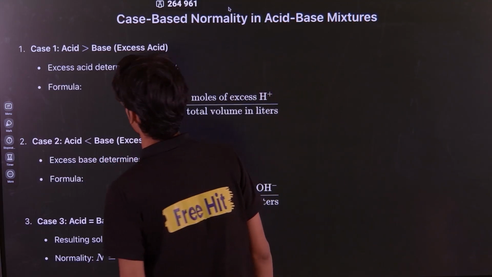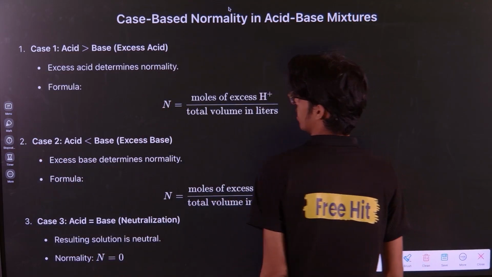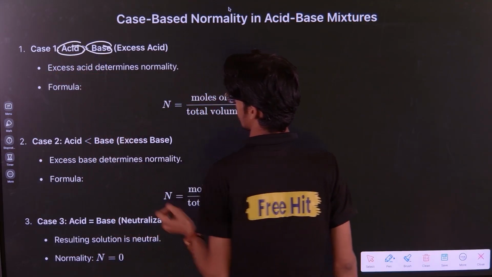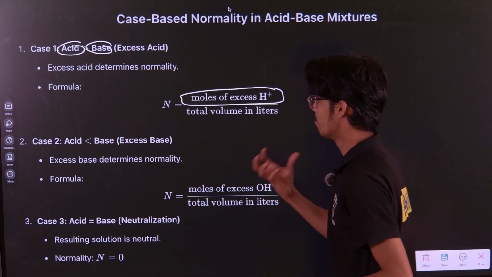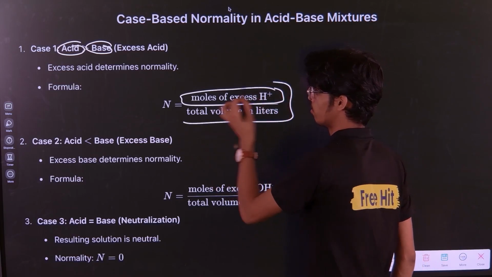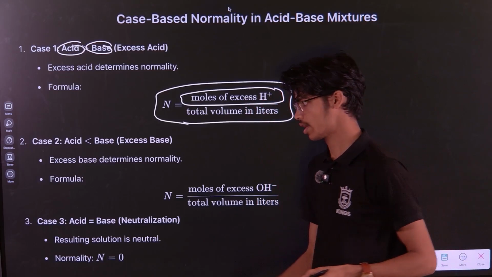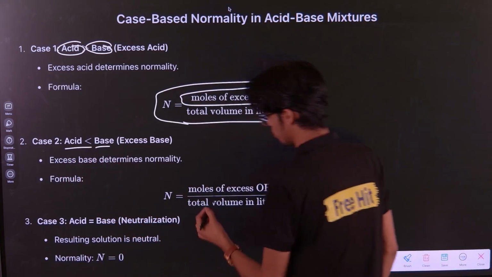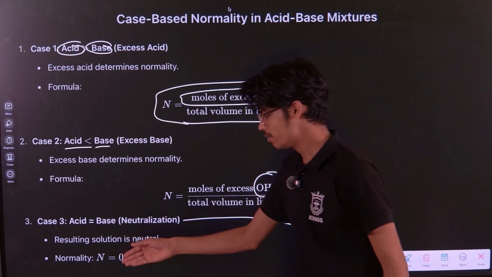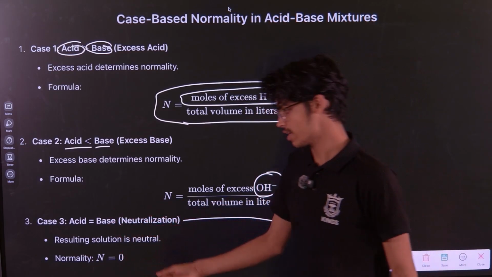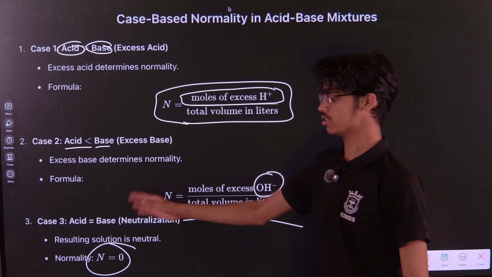If the acid is more than the base, the moles of H positive ions will be in excess. So the excess H positive ions divided by the total volume in liters is how you find how acidic the solution will be, the acidic normality. In the same way, if acid is less than base, it is the moles of excess OH negative ions divided by the volume in liters. If both are equal, then obviously this is neutralized, the normality of the solution will be 0, and the solution is neutral.